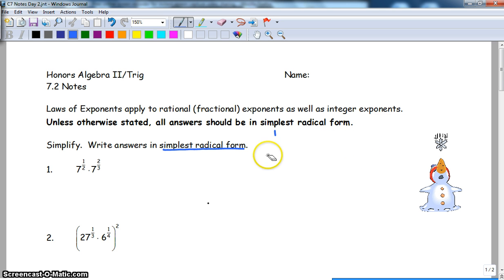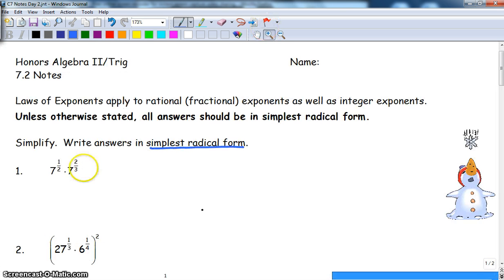Okay. All right, so first one, 7 to the 1/2 power times 7 to the 2/3 power. Notice you have the same bases. When you have the same bases and you're multiplying, we always add our exponents. So you are just going to do 1/2 plus 2/3. Okay, and you can use a common denominator if you want, or you can just use your calculator. 1/2 plus 2/3 is 7/6. So this is 7 to the 7/6 power.